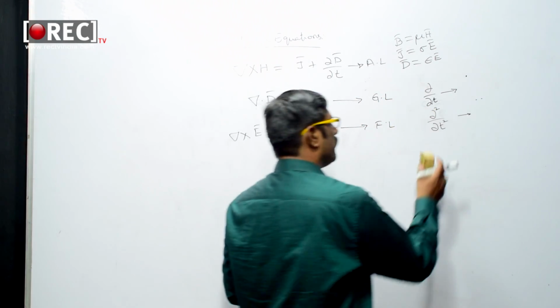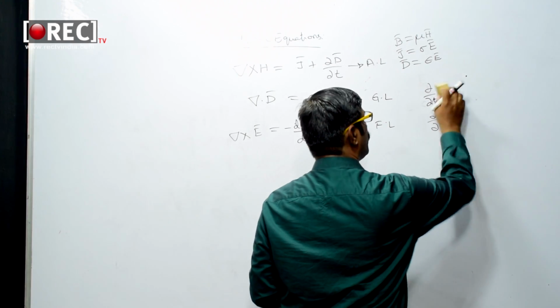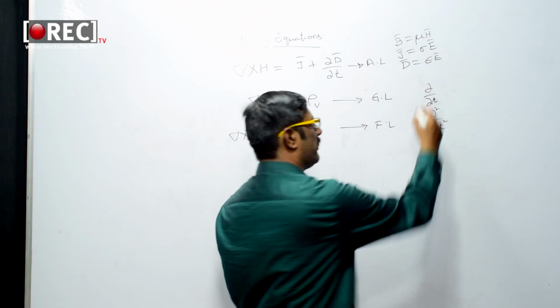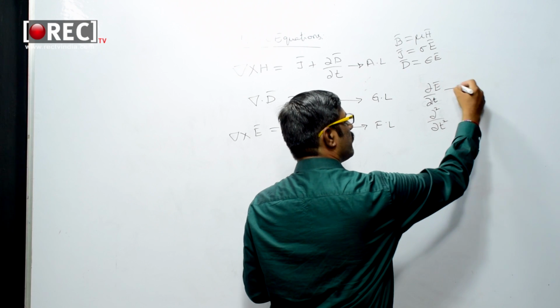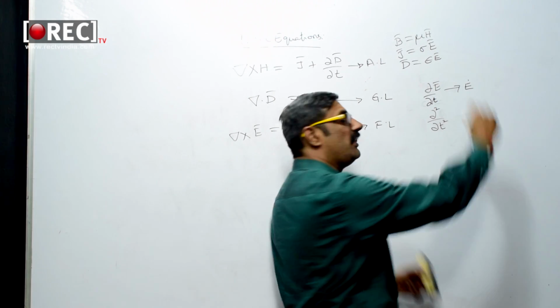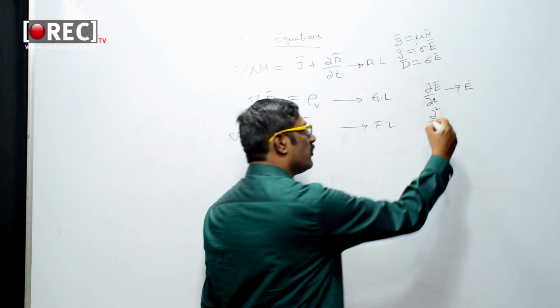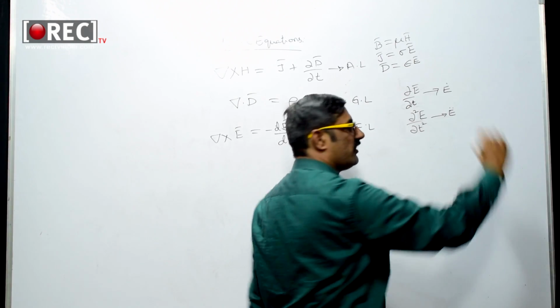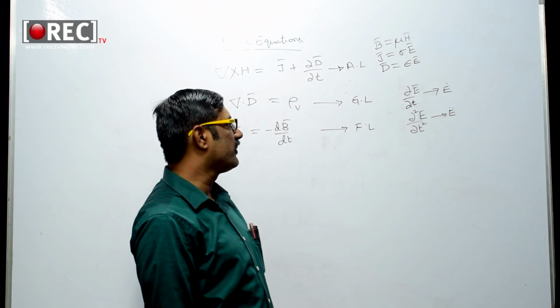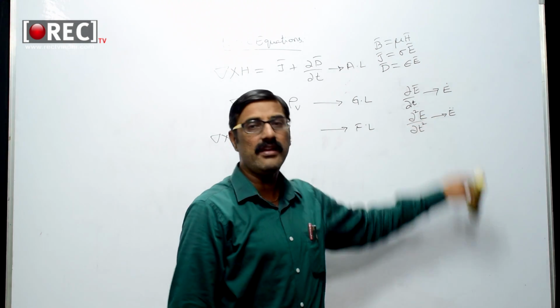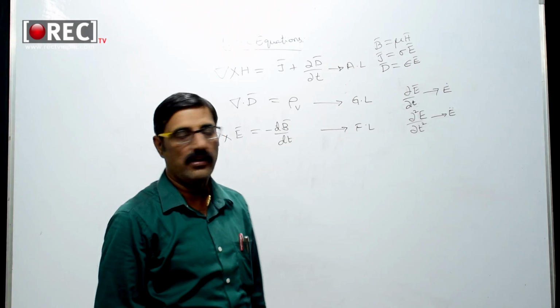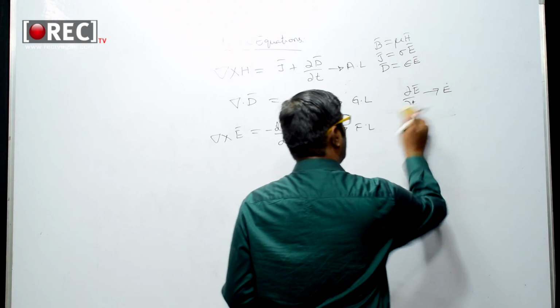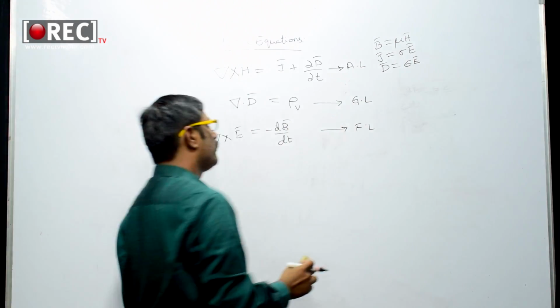For example, dou E bar by dou t can be represented with E dot in dot notation. Similarly, dou square E by dou t square can be replaced with E double dot. This is how we can represent the vectors in their respective dotted notation. Now let me write these expressions in the respective dot notations.